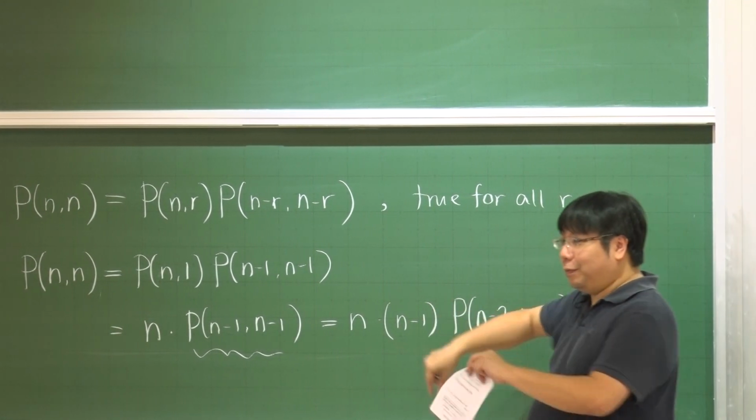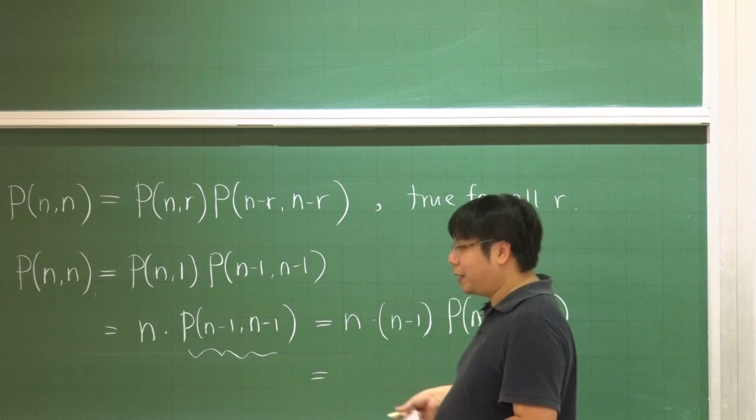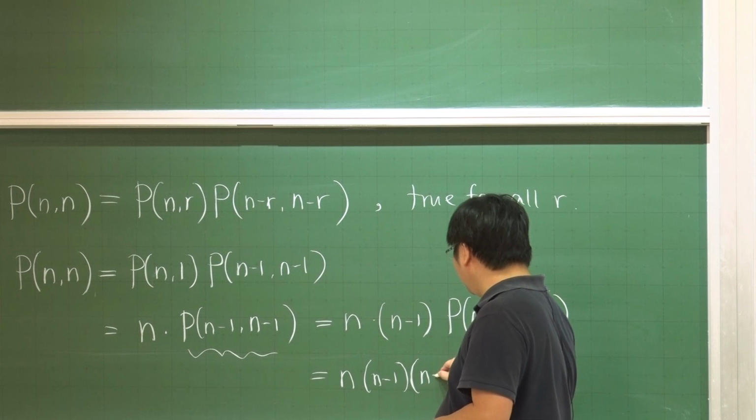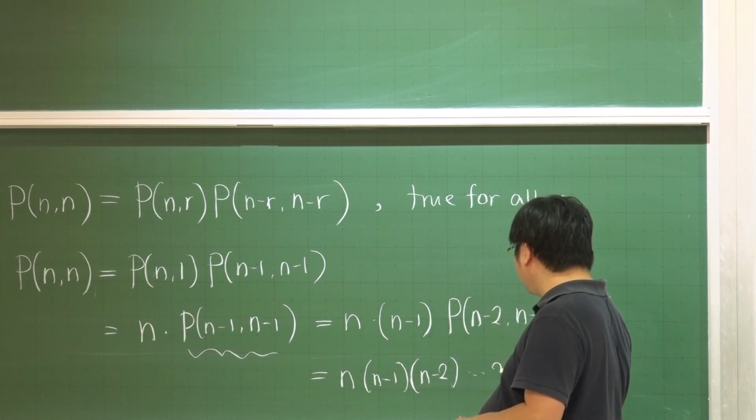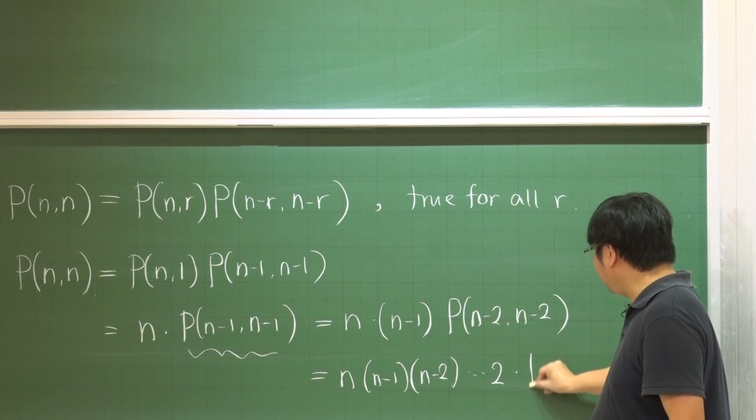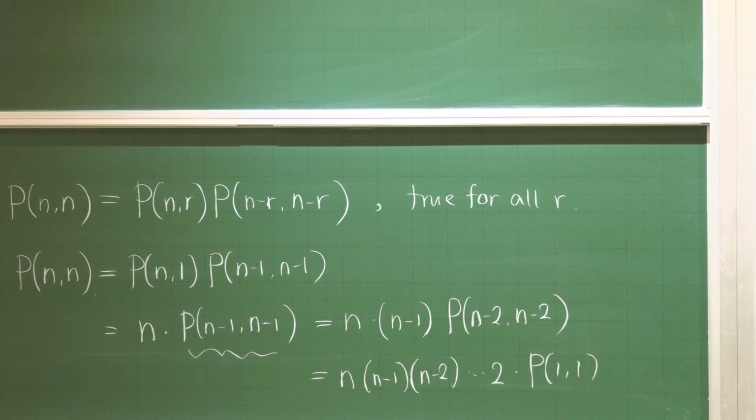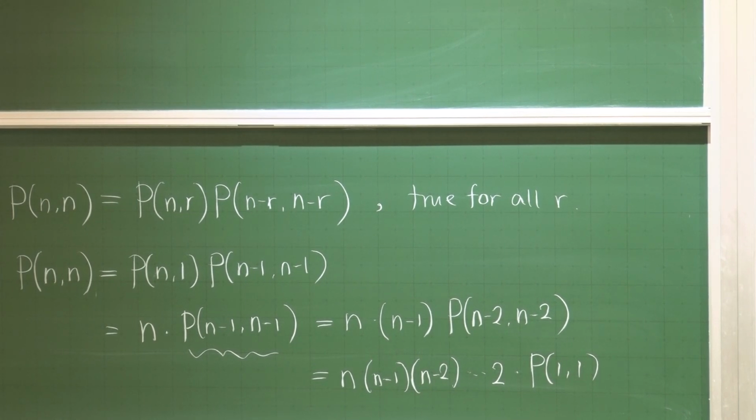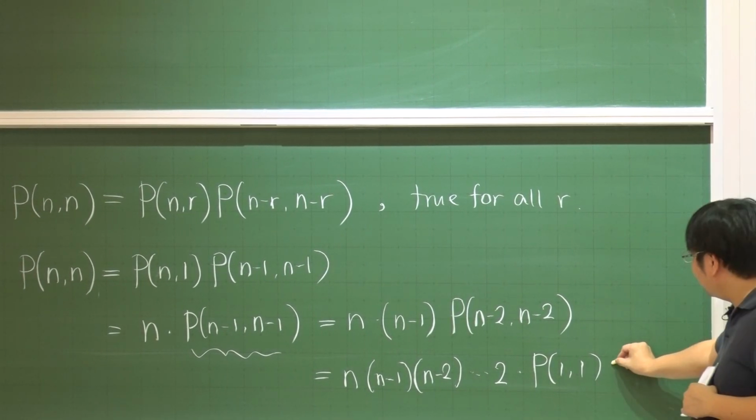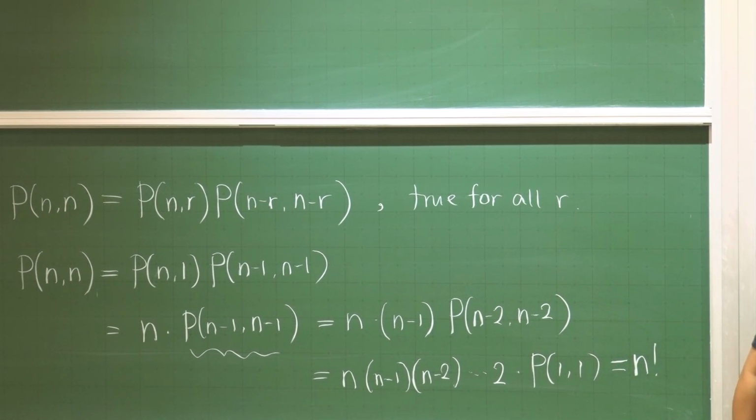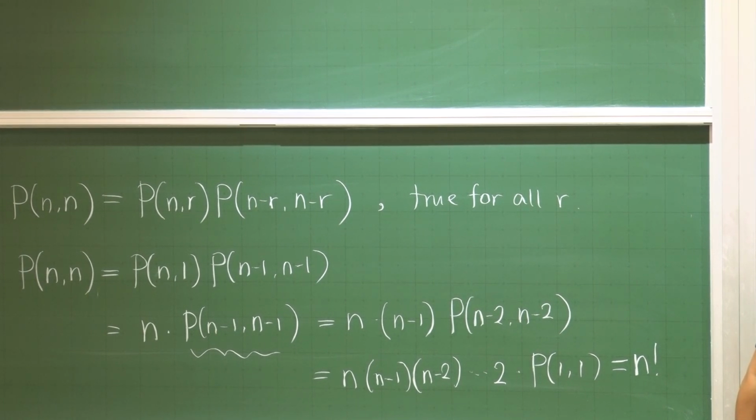So if you believe the formula, this will be equal to n, and then n minus 1, and then n minus 2, and so on and so forth up to 2, times P(1,1). Is that okay? So what is P(1,1)? P(1,1) is how many ways to select one item from one item and then arrange. That's one way. Very good. So this one is equal to n factorial. Is that okay? So P(n,n) is equal to n factorial.